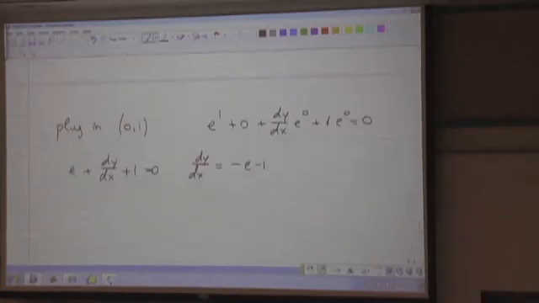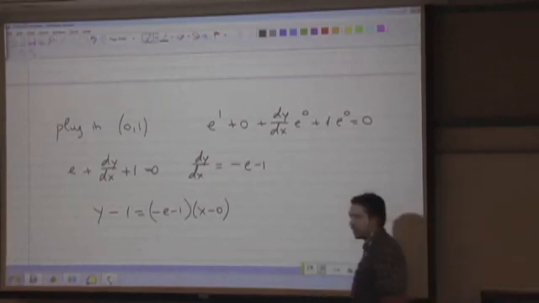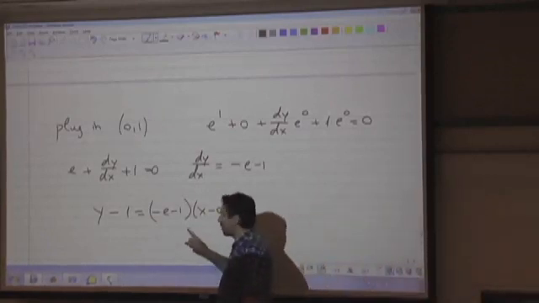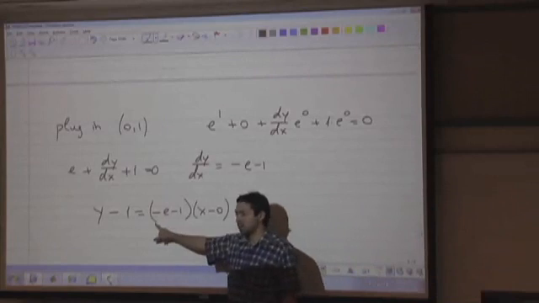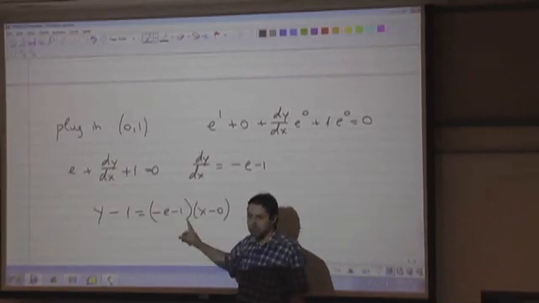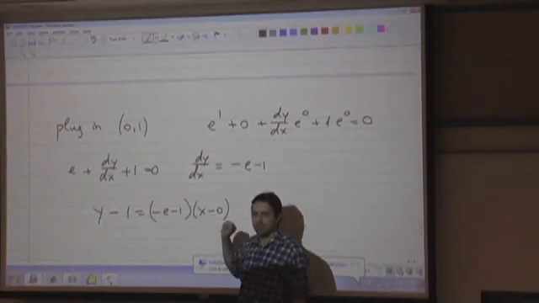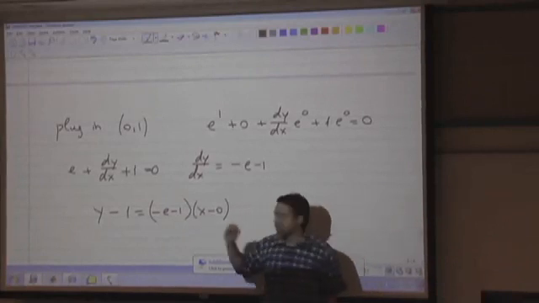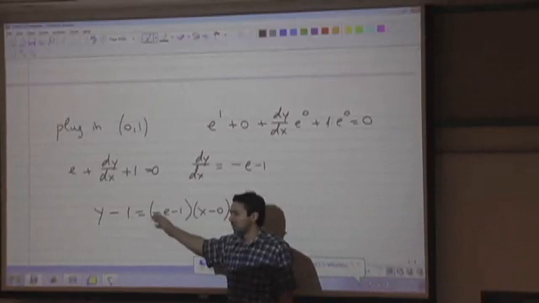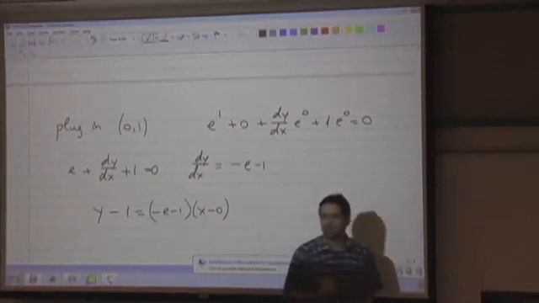So your equation is just going to be y minus 1 equals minus e minus 1 times x minus 0. Again, remember, parentheses are your friends. That's what I've been trying to tell you all along. Make sure you put parentheses here, because if you don't, then the assumption is that it's just going to be 1 times x. But this is the actual slope, so that gets multiplied by x minus 0. Okay?